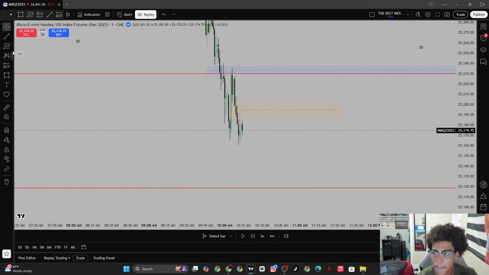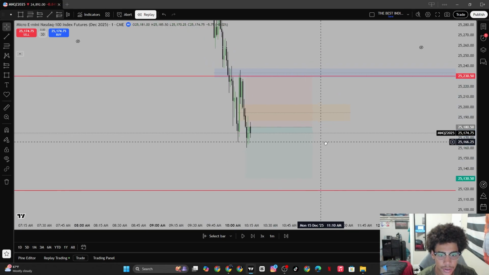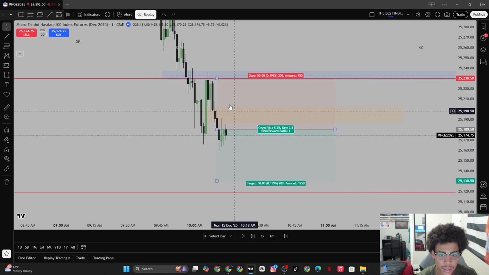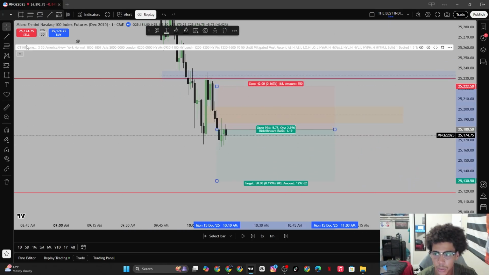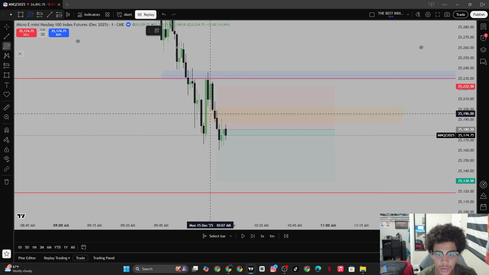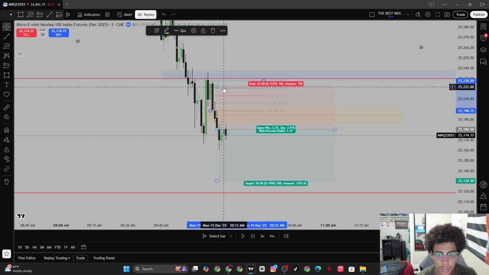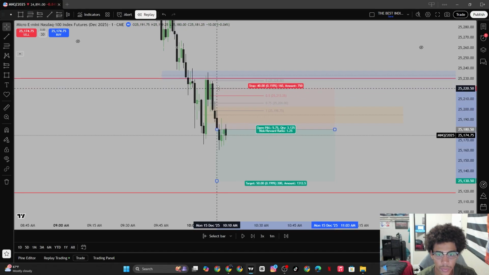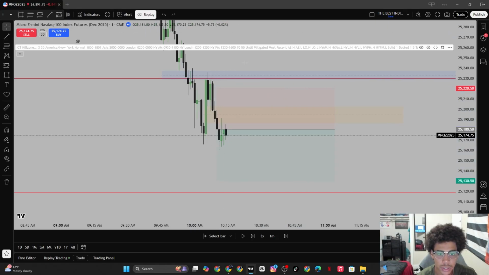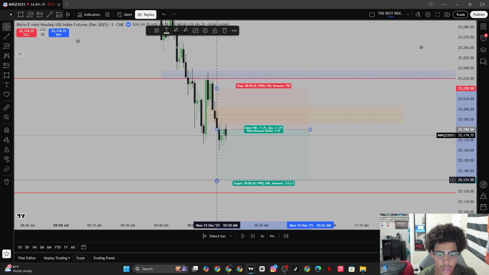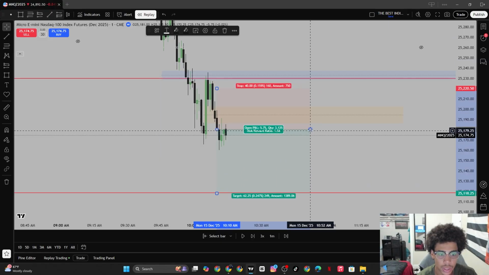We had this beautiful close right here, and I ended up taking the trade, risking the upper quadrant of this order block. So if we were to grade this order block here, the upper quadrant would sit right there. So I was risking around there, and I was targeting back to that low.